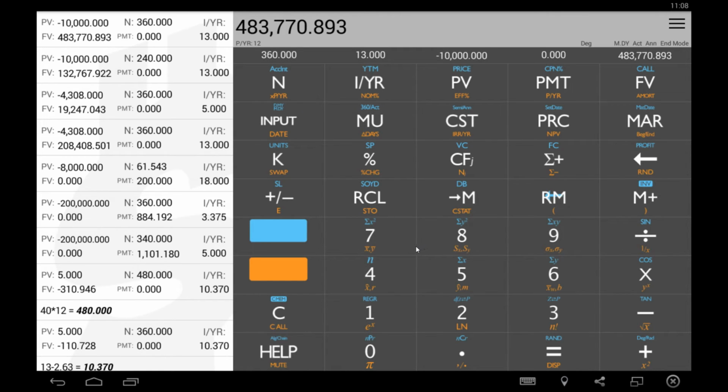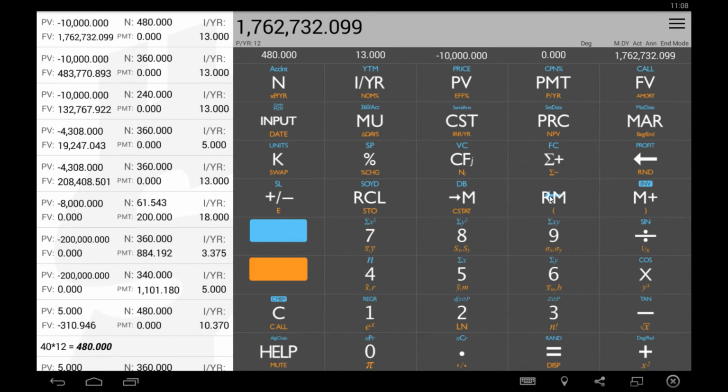Let's see what happens if you start working toward it when you're 20 years old. You manage to save up $10,000 and nothing else. That 483 months becomes $1,762,000. Isn't that amazing what that additional 10 years will do for you there? It's compounding, and that's the beauty of it.